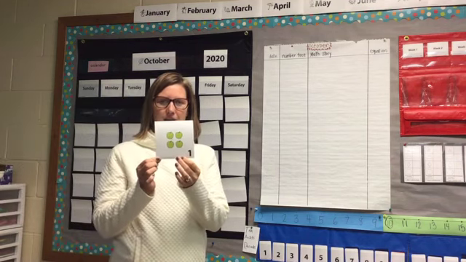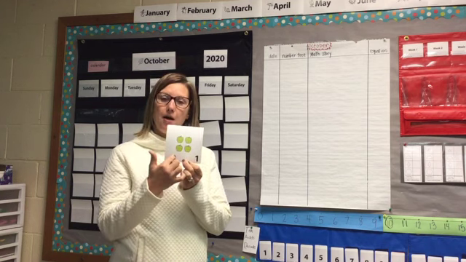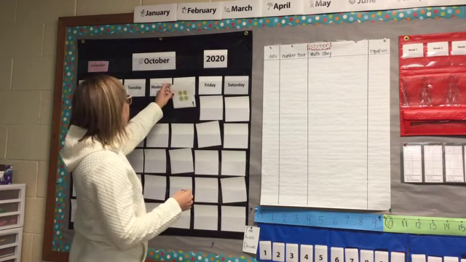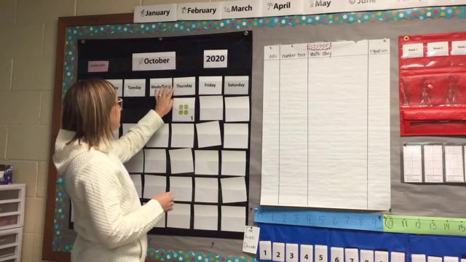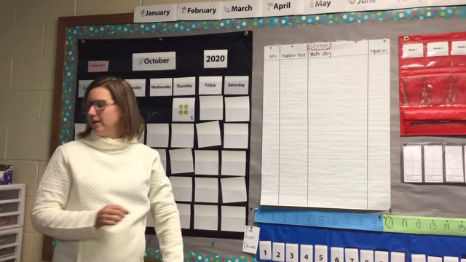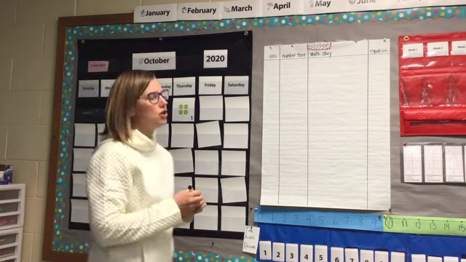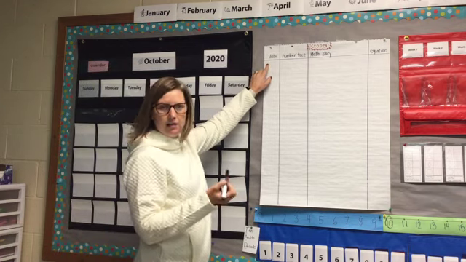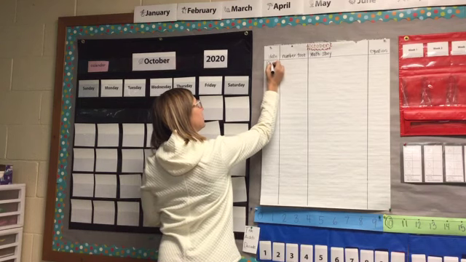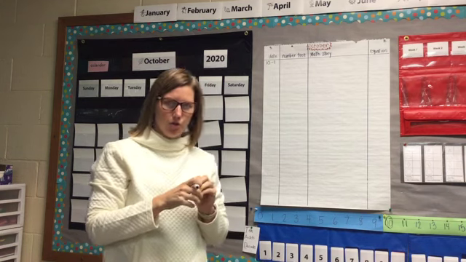And you can see that there are 4 apples, 4 green apples on our calendar marker for October 1st. So today is Thursday, October 1st, 2020. So now let me show you what we're going to do on our chart. We'll start by writing the date. And since October is the 10th month, we'll write a 10-1. And now we're going to make a number tree.